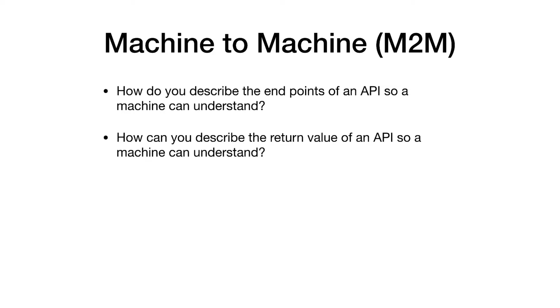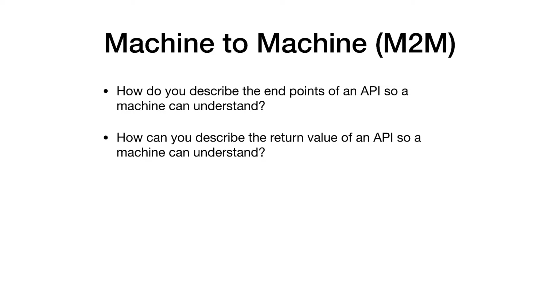Give that some thought. How would you do that? It's not that hard of an answer. You just have to be consistent is probably the biggest key, right? You have to be consistent between services, consistent between calls. How do you describe return values of an API so a machine can understand? Once again, that's not that hard either. We have HTTP status codes. That's machine readable. It can know what a 200 message is versus a 404 message. But you have to be consistent between all these different services, and that's where it can be hard.